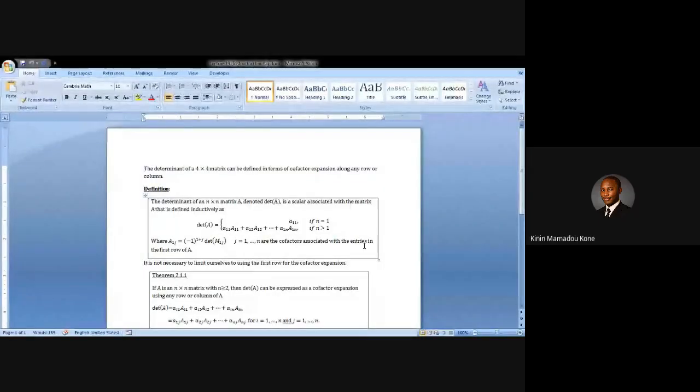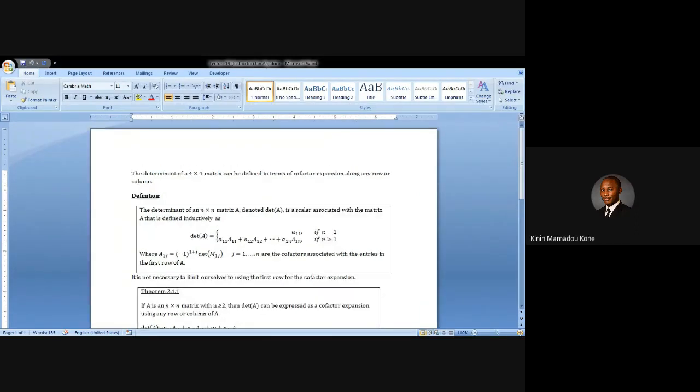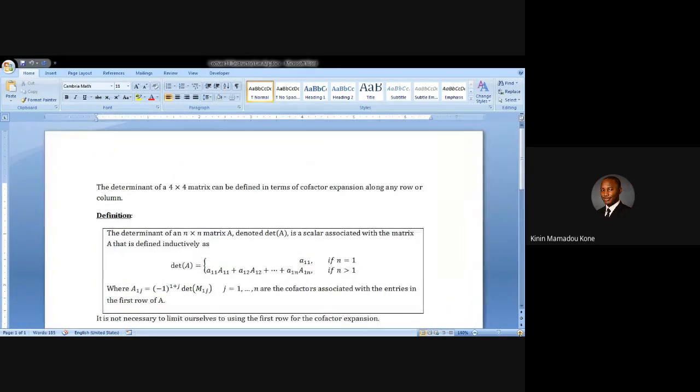Okay, so now here we'll see some more definitions related to cofactors and the other formula. The determinant of a 4 by 4 matrix can be defined in terms of cofactor expansions along any row or column. So let's go with a definition, a very powerful definition.